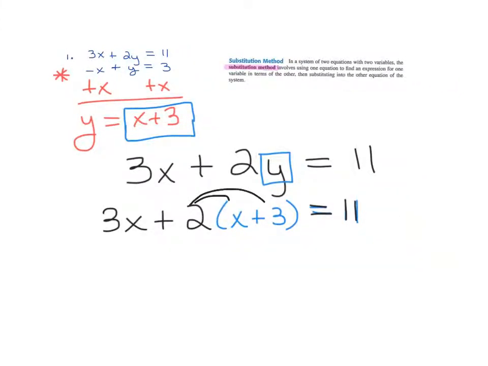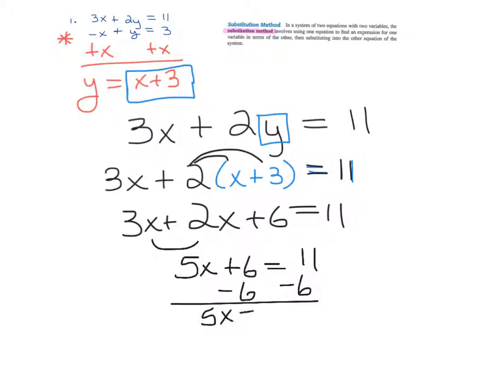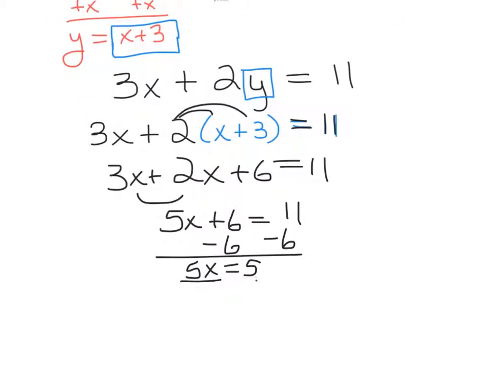So I'll distribute the 2, drop down the 3x, drop down the 11. I now need to combine my like terms and solve this equation for x. So this becomes 5x plus 6 equals 11. Subtract 6. 5x equals 5. Divide by 5. And x equals 1. Now remember, I told you that when you have 2 equations or solving the system, the answer is an ordered pair. I only have part of my ordered pair.